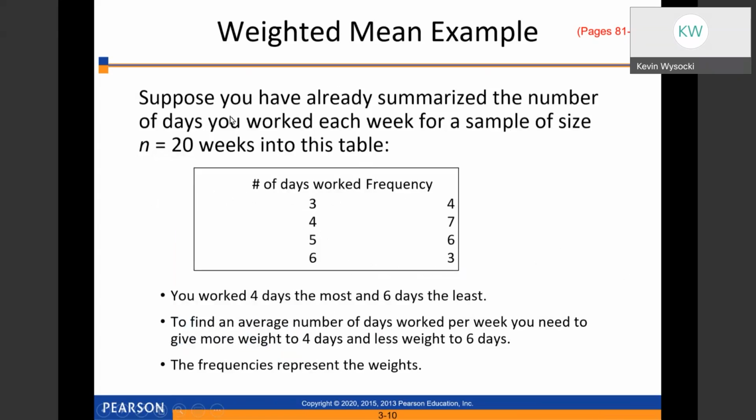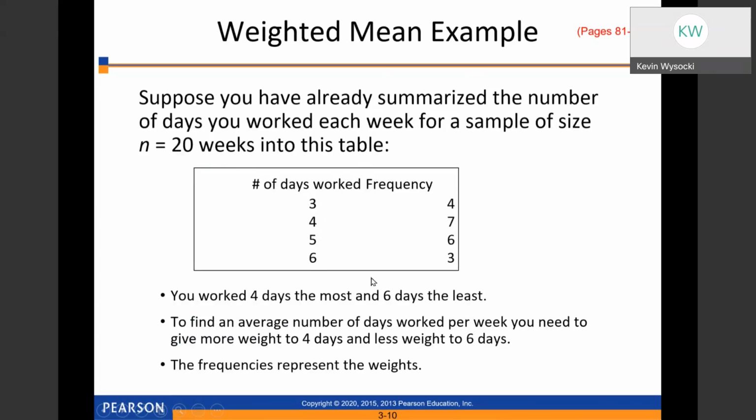So here we're given data. Suppose you have already summarized the number of days you worked each week from a sample size of n equals 20 weeks into a table. The number of days worked is 3, 4, 5, or 6. Those would be our different classes. And the frequency of each of those is on the right: 4, 7, 6, and 3.